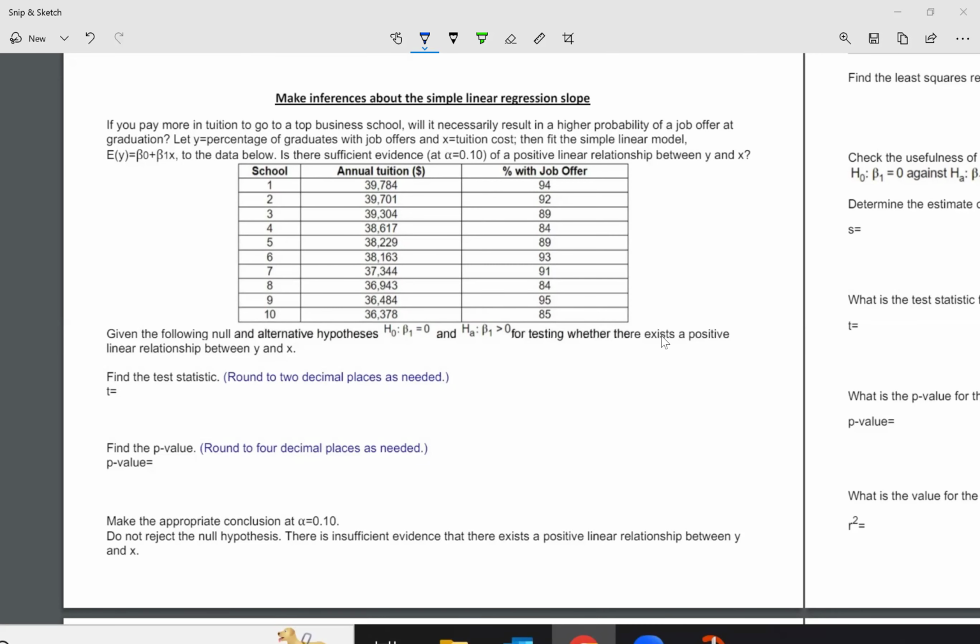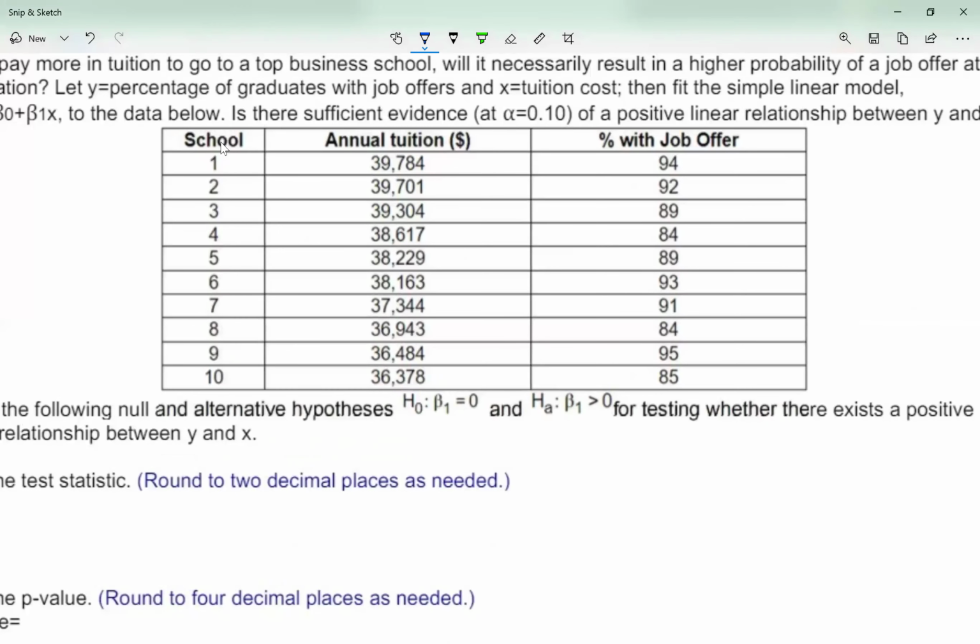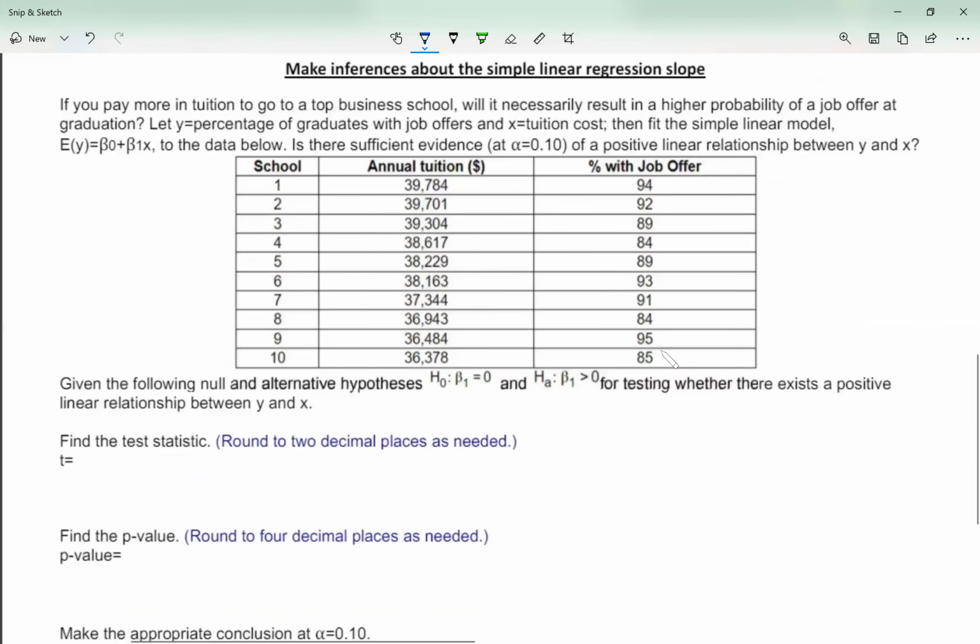Okay, so we're going to learn how to make inferences about the simple linear regression slope. I see some data here, something about schools. There are 10 schools, annual tuition, so how much the schools cost per year, and percentage with job offered, and some numbers. So let's read what the instruction says.